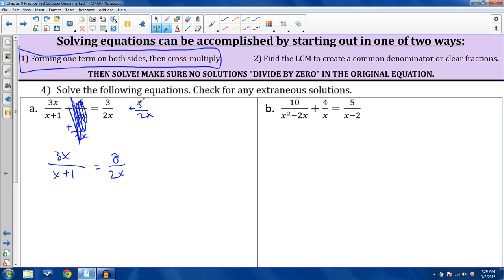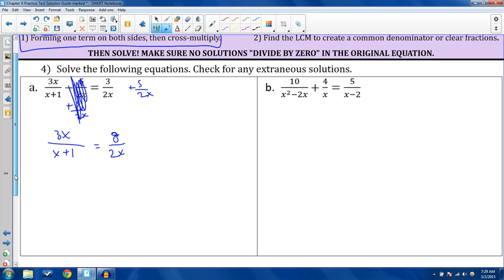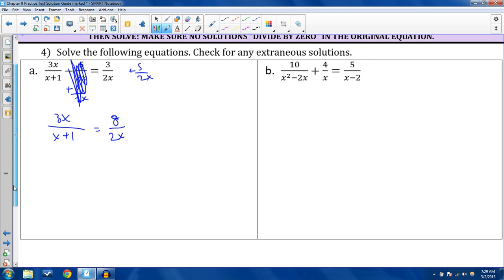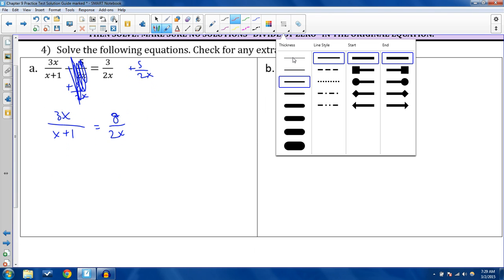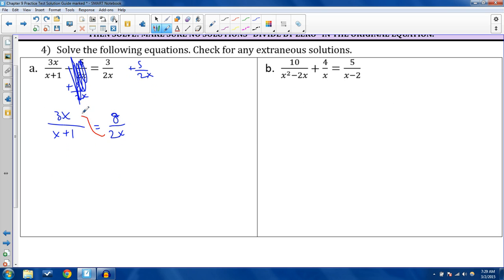3 plus 5 is 8. I can do that because I have a common denominator. That's 8 over 2x. So I'm going to go and do it this way because I feel like I didn't do it on the paper. This is something that you can probably recognize, and I'd love for you to do it if you can. Now you get to cross multiply. 2x times 3x, 8 times x plus 1. I'm going to get 6x squared equals 8 times the quantity x plus 1 is 8x plus 8.